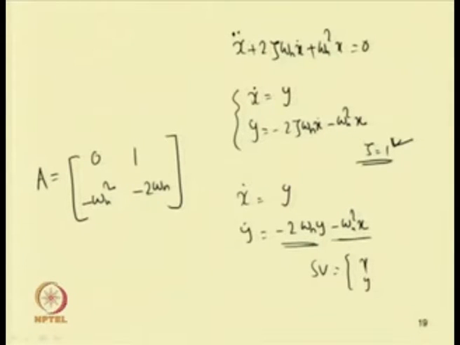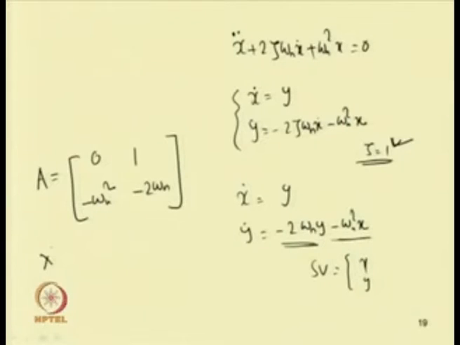Our auxiliary equation, or eigenvalue equation, we can obtain by taking the determinant of A minus lambda I equal to 0. By taking that, we got lambda square plus 2 omega n lambda plus omega n square equal to 0. From this we have seen that lambda 1 equals minus omega n, and lambda 2 is also equal to minus omega n.